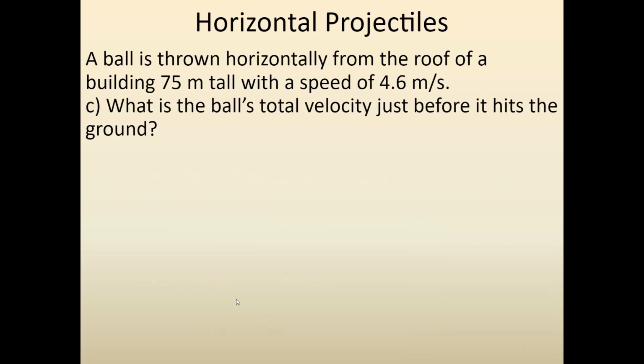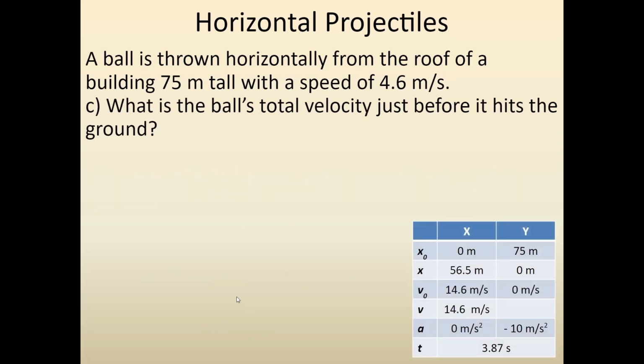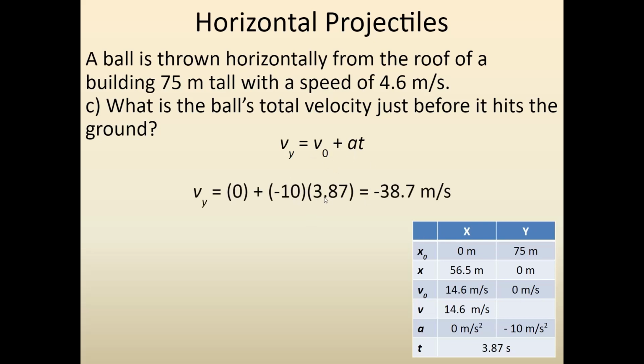Now, the third part is a little bit tricky. So it wants to know the ball's total velocity. So one thing we could think of is that there's going to be a final velocity in both the x and the y direction. Now, currently, I'm missing the y direction. So why don't we figure out what that is? So I'm going to use the acceleration equation, v naught plus at, with my given information. 10 times 3.87 gets me 38.7 meters per second.